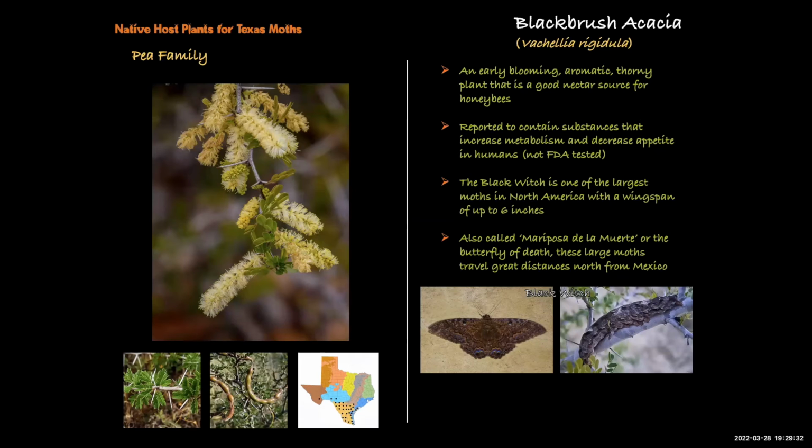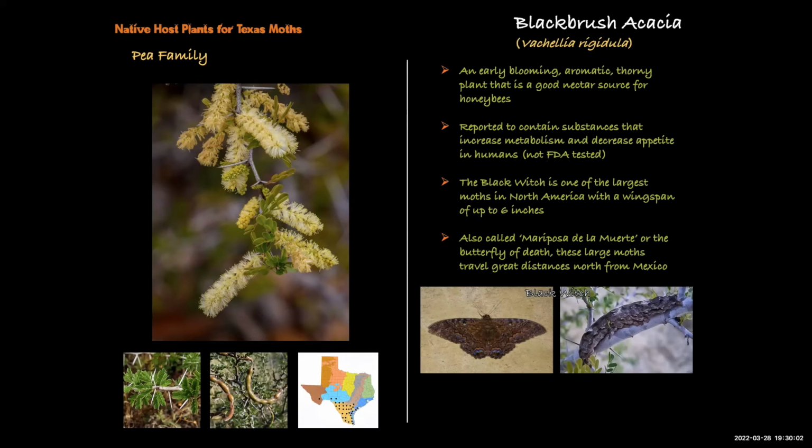Blackbrush acacia is something that is an early blooming, very aromatic plant with thorns. It's a great source for honeybees, nectars for honeybees. And it's normally a South and West Texas plant, but it does all right here, especially if we don't have too many freezes. It is reported to contain substances that actually increase metabolism and decrease appetite in humans. It's not been FDA tested, but wouldn't that be wonderful if that were true?